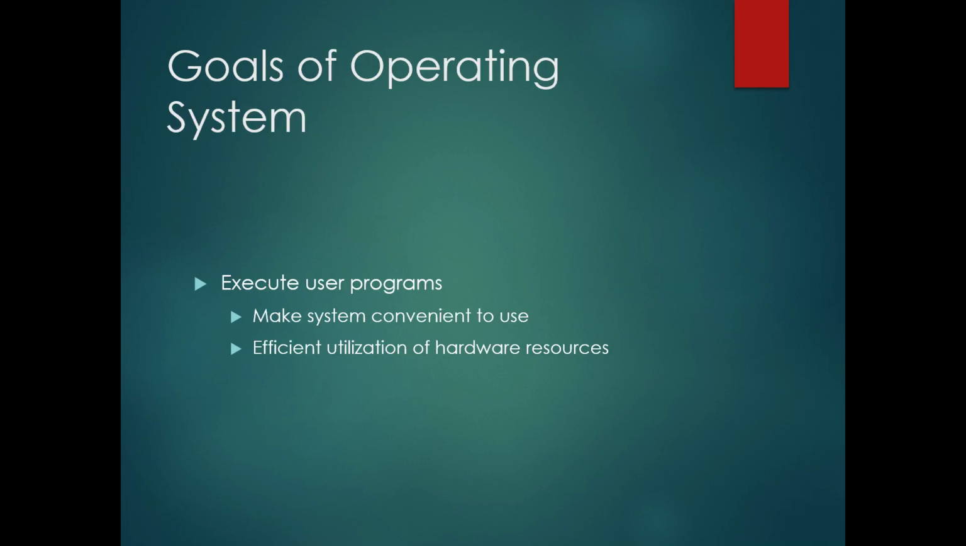And the next is goals of an operating system. The operating system has three main goals. First, it executes user programs like editors, browsers or games. Second, it makes the system convenient to use, so users don't need to know hardware details. Third, it ensures efficient utilization of hardware resources, so nothing is wasted here. So what happens if CPU or memory is wasted? So the answer is system performance reduces, right?